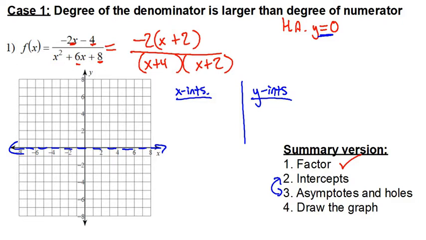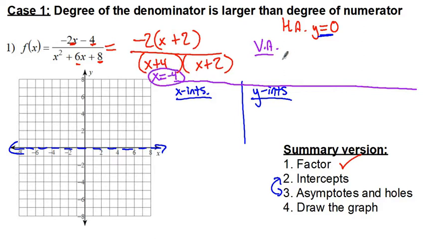The vertical asymptotes, where will those occur? Remember that we said before, the vertical asymptotes occur when the denominator equals 0, and there's two places that happens. It happens here if x equals -4, that would be 0, and it happens here if x equals -2, that would be 0. But I'm going to show you that the only one of these that is actually a vertical asymptote is this one.